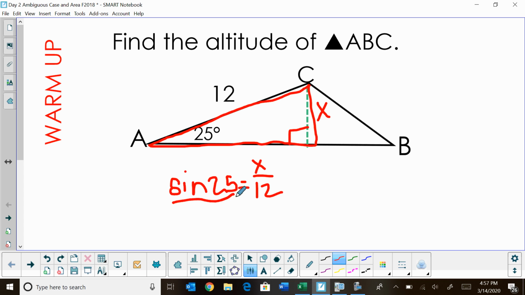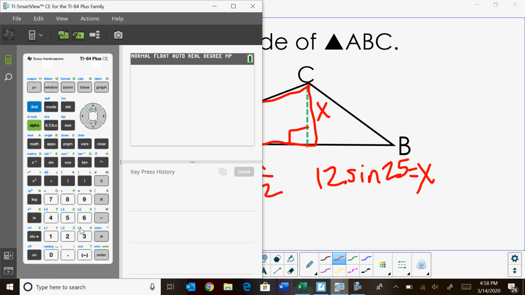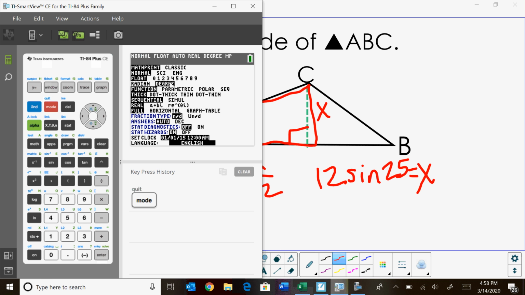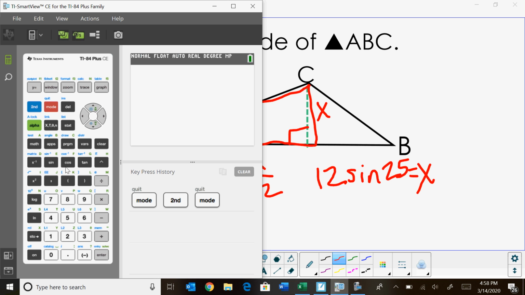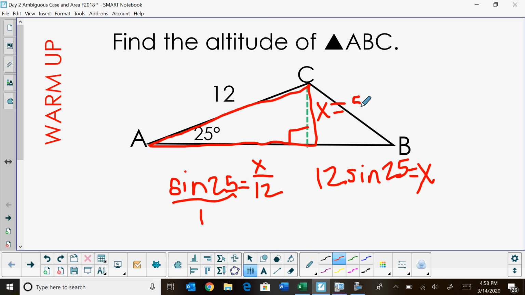So you're just going to stick a 1 under here and do cross products. So you're going to have 12 times sine 25, and that is equal to x, or that's equal to my height. Now let me grab my calculator. Make sure your calculator is in degrees, so check your mode. Then I'm going to take the sine of 25, get that answer, and then multiply that times 12. And so the height is 5.07.